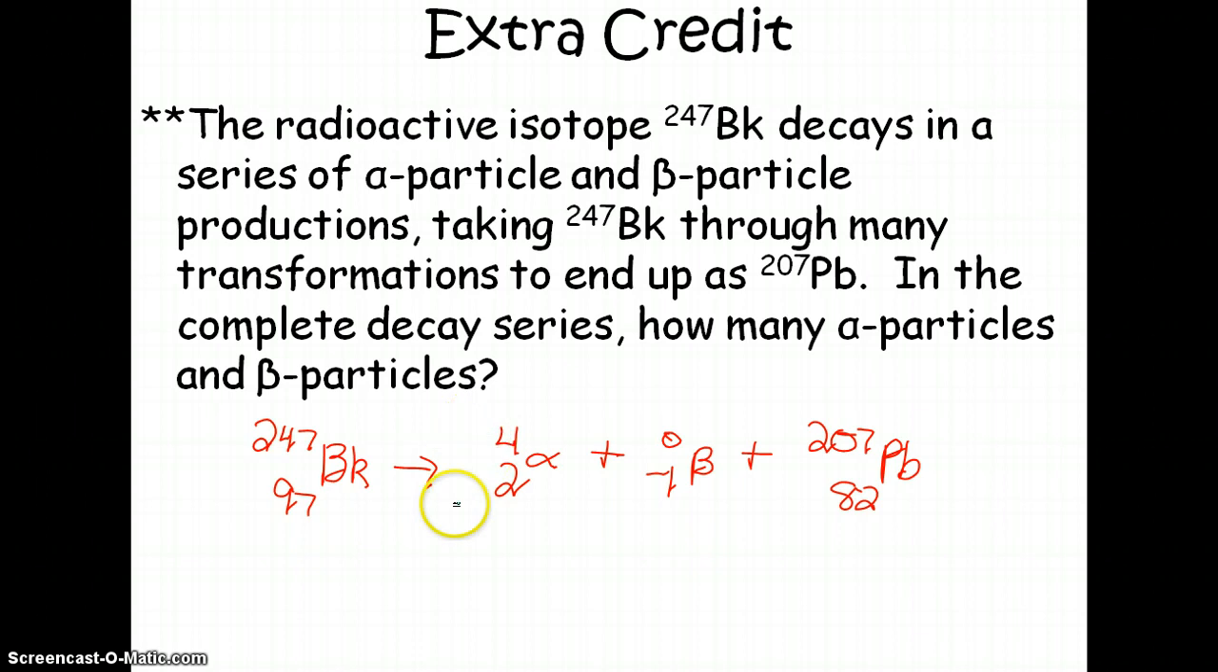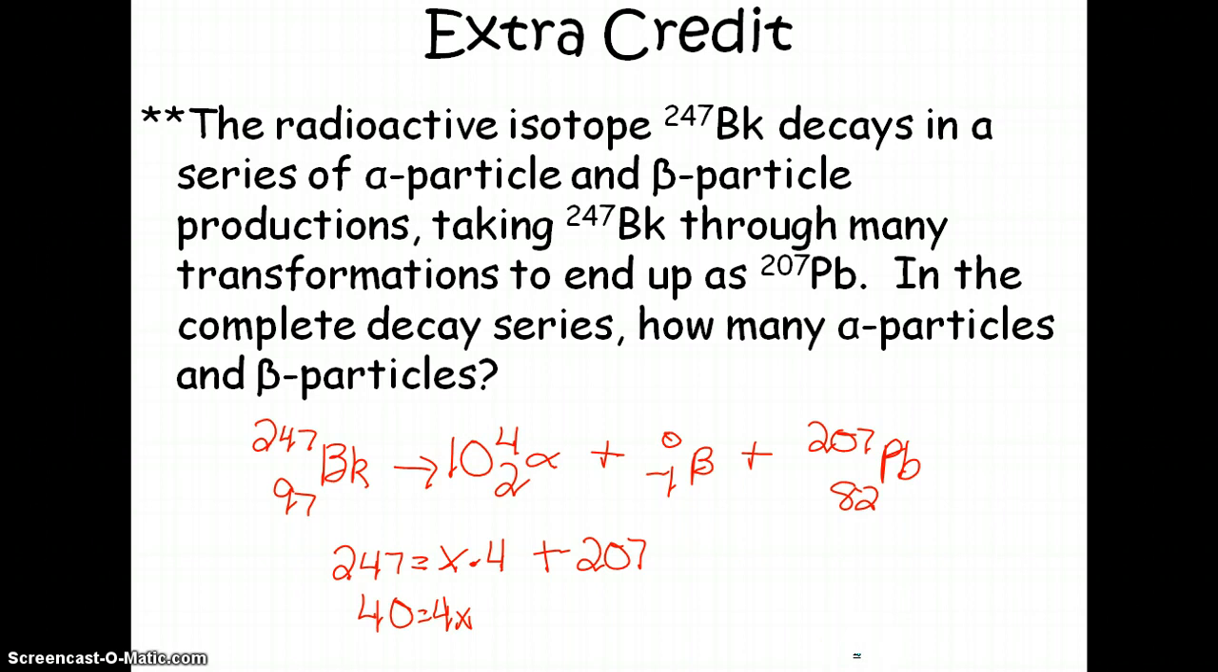So we want to find how many alphas first based on the top number, because beta doesn't affect the top number, only alpha does. So we have 247 equals x. We're going to call however many alphas we have x. So x times 4, and then 0 here, so we don't have to worry about that, plus 207. So subtract 207 on both sides. It gives you 40 is equal to 4x. So x is 10. So you have 10 alphas.